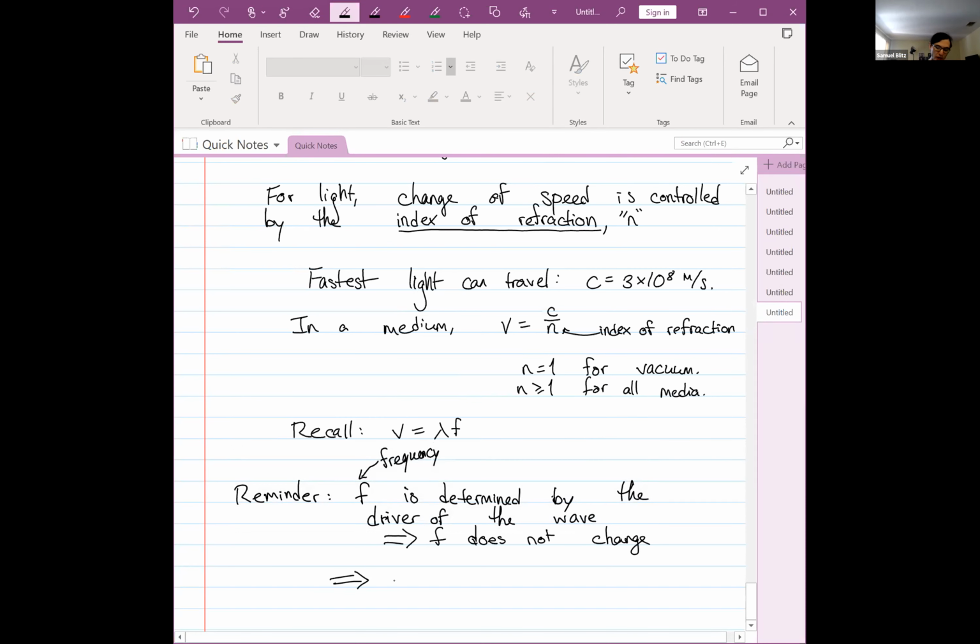This implies that the wavelength, lambda, changes when the medium changes. So light slows down in the atmosphere? Yeah, but just a little bit.